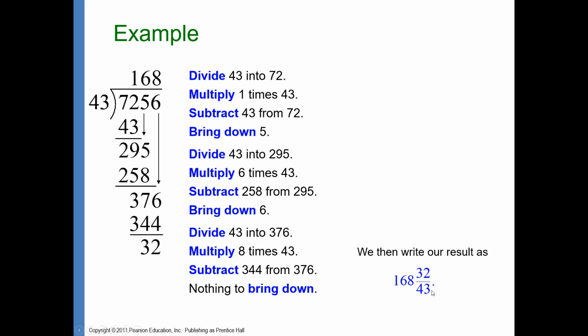So our final answer is going to be 168 plus 32 over 43. Now, we wrote this as a mixed number, which we don't really use anymore, right? But what does that mean as a mixed number? When we write stuff as a mixed number, remember, that does not mean we're multiplying. It means we're adding that fraction to the end, doesn't it? Everybody agree? Okay.